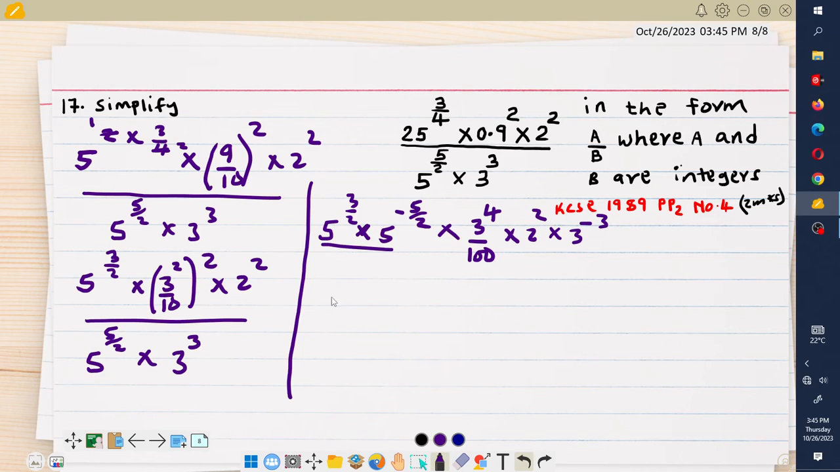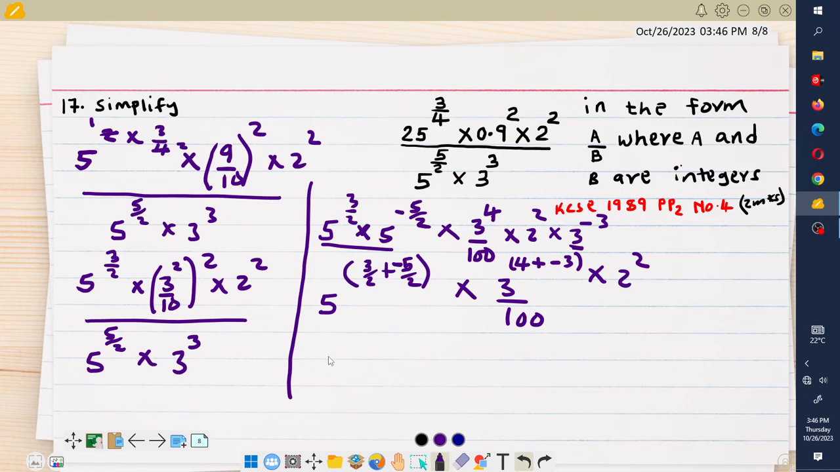So these are like terms. So this is 5 to the power of 3 over 2. When you multiply, you add the powers. So plus negative 5 over 2. This was a negative. Then multiplied by, so I have a 3 to the power of 4. But again, I also have another 3 here, which is to the power of negative 3. So when you multiply, you add the powers. So I'm going to add these two, the power of this one and this, since they are to the same base. Then of course times, I still have a 2 to the power of 2 here. Then of course this was over 100.